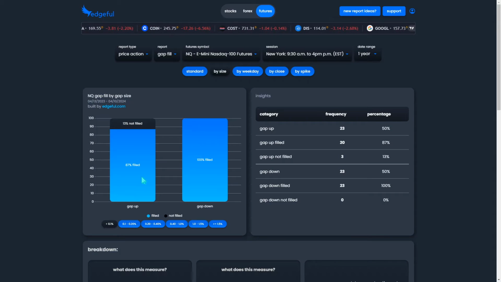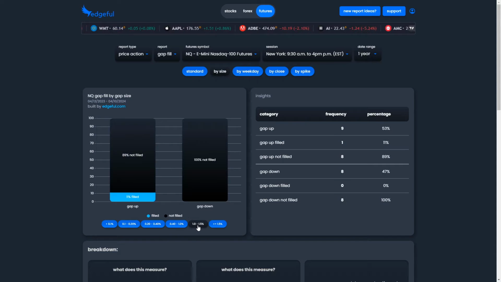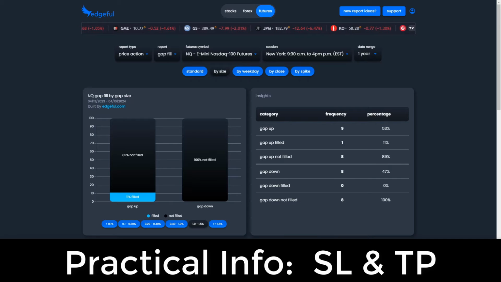So on the left we have gap up, and then on the right we have gap down. 100% of the time we had a gap down it filled, and most of the time a small gap up ends up getting filled. As the gap gets bigger, it's less likely it gets filled. And for a gap of 1 to 1.5%, it almost never gets filled. If you see the market gap at the open, you can use this report to set a likely take profit or put your stop loss in a safer spot.